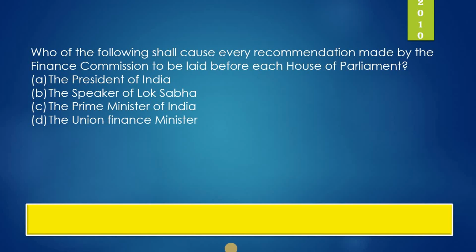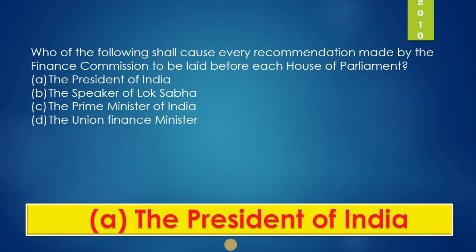So who of the following shall cause every recommendation made by the Finance Commission to be laid before each House of Parliament? Okay, this is also a direct question. That is, options are the President of India, the Speaker of Lok Sabha, the Prime Minister of India, or the Union Finance Minister. So the answer is option number A, that is the President of India. So he causes every recommendation made by the Finance Commission to be laid before each House of the Parliament.